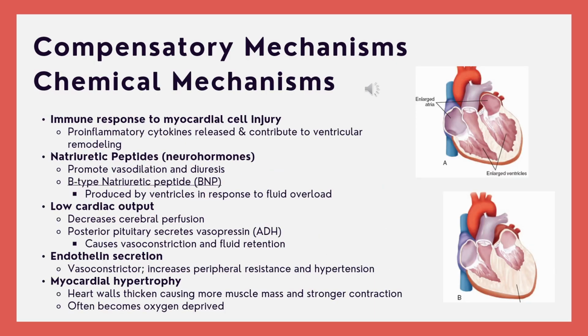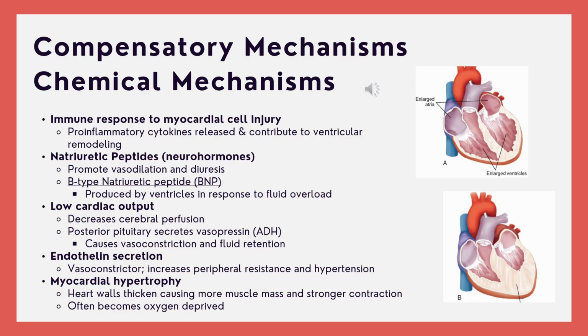All right, so now let's talk about some other compensatory mechanisms, and we're going to go over some of the different chemical mechanisms that occur. So first is the immune response to the myocardial cell injury. Whenever the heart cells become damaged, such as after an MI, the immune system responds by releasing pro-inflammatory cytokines, things like tumor necrosis factor and different interleukins. These contribute to ventricular remodeling, which leads to fibrosis and weakening of the heart muscle. This is especially going to be prominent in left-sided heart failure and plays a huge role in disease progression.